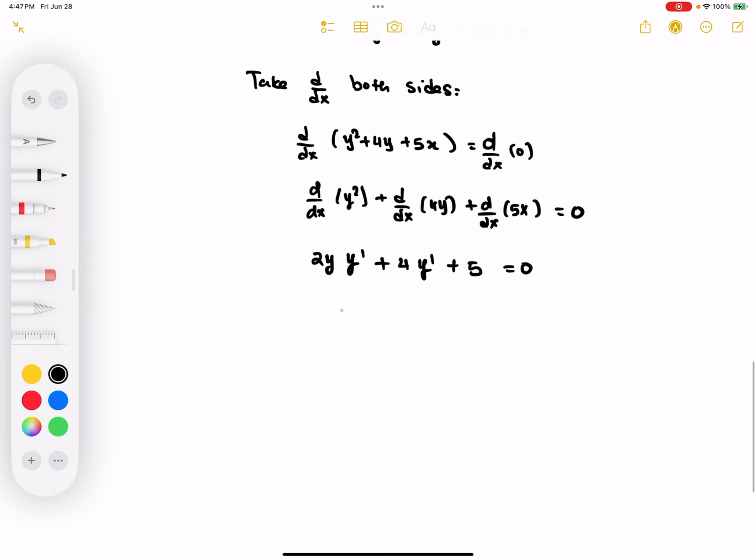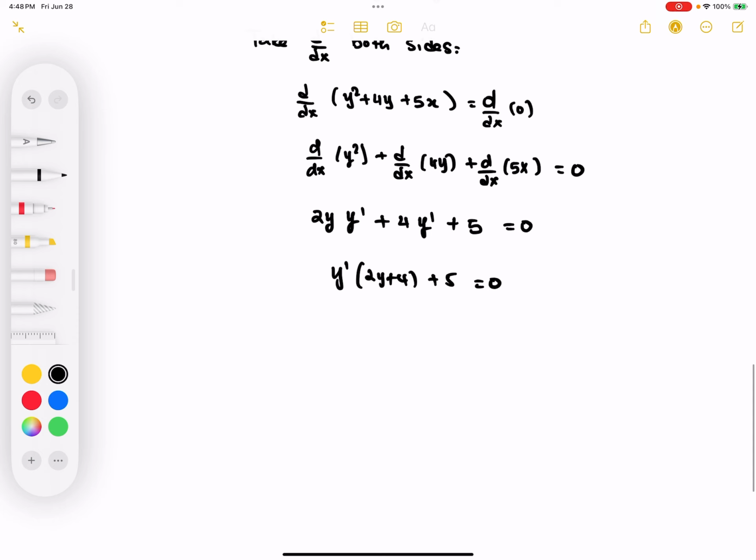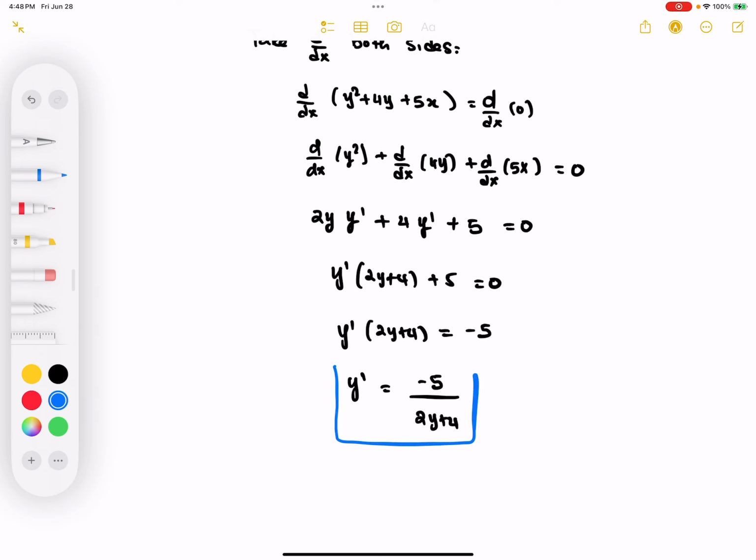So look at this one. Y prime can be factored out: y prime times (2y plus 4) plus 5 is 0. Now, what is our objective? To solve for y prime. So (2y plus 4) y prime, when you take 5 to the right side, it becomes negative 5. So y prime is negative 5 over 2y plus 4. That is the derivative. Just to isolate y prime, remember, I have to divide both sides by 2y plus 4.